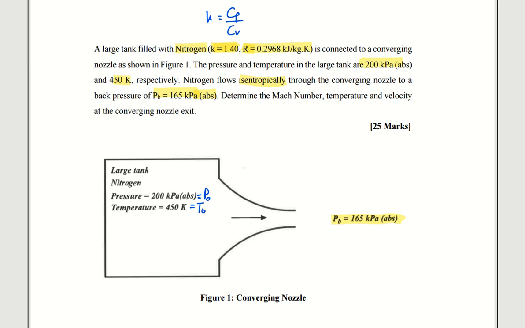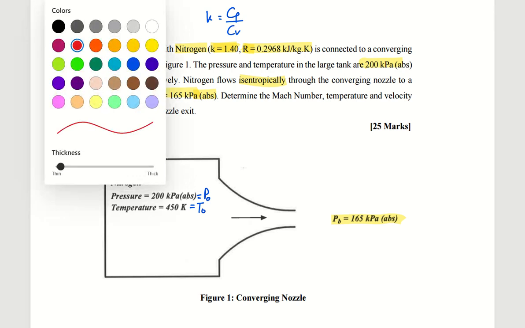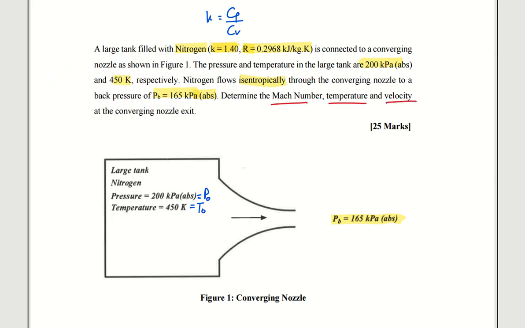So what do you need to determine? The Mach number, the temperature, and the velocity at the exit of the nozzle. If you write it in symbols, the Mach number at the exit is Ma. If I put this as the entrance, the inlet of the nozzle, as 1 and I put 2 at the exit, then you need to find the Mach number at 2, the temperature at 2, and the velocity at 2.